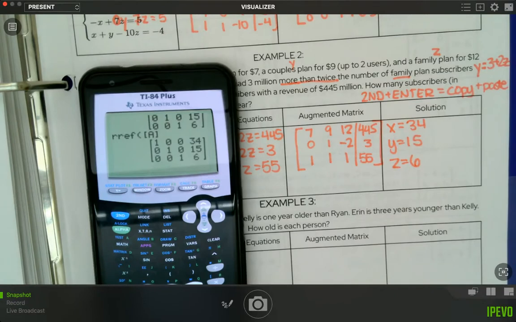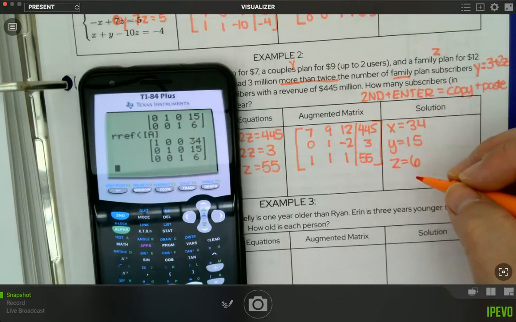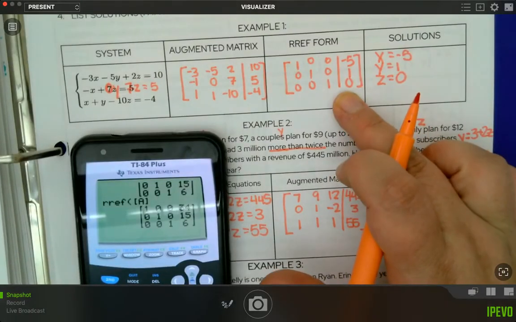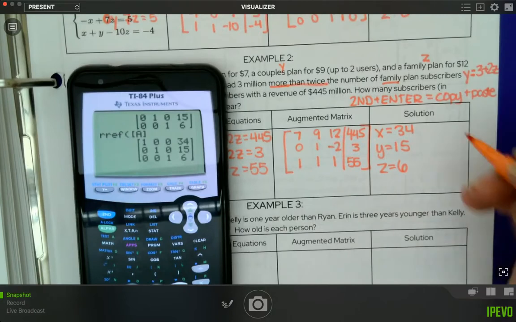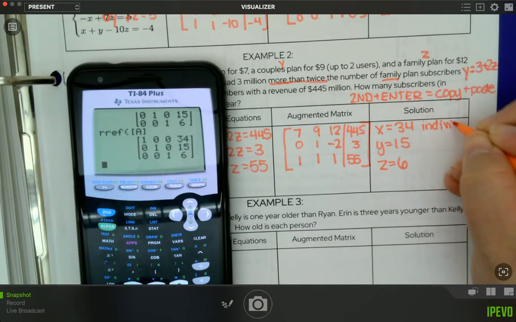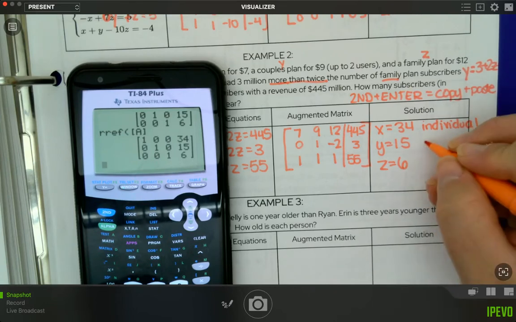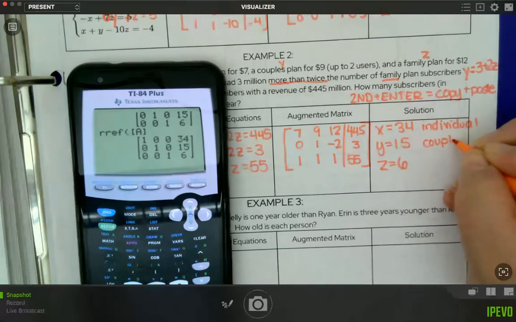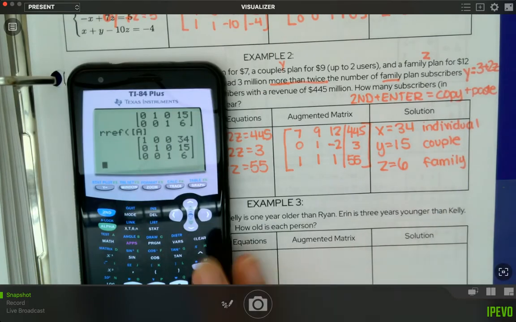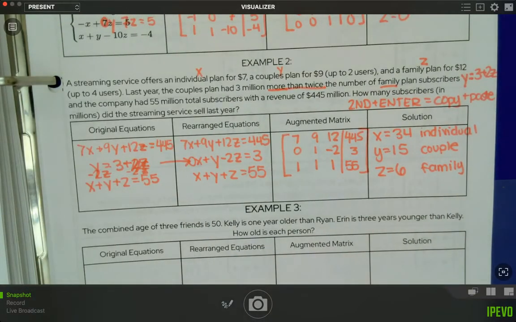You'll notice I didn't leave a spot for you to write the final matrix because you just write your solutions for me, okay? You won't need to write this matrix by the time you get down to these problems. Okay, so that is 34 individual, 15 couple, and 6 family plans. 6 million, sorry. 34 million individual, 15 million couple, and 6 million family.